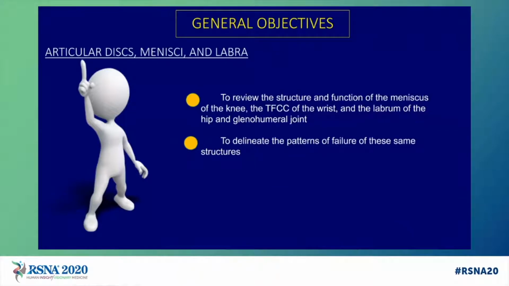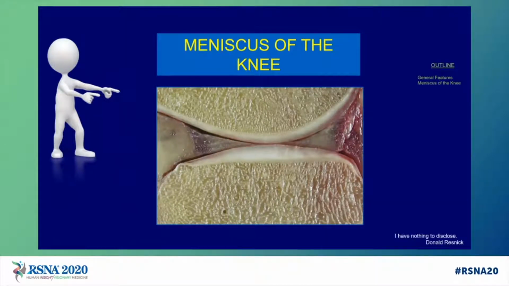The general objectives of our course are to review the structure and function of the meniscus of the knee, the triangular fibrocartilage complex of the wrist, and the labrum of the hip and glenohumeral joint, and delineate the patterns of failure of these same structures. It's my honor to start off this course, to be able to talk for a few minutes on the meniscus of the knee.